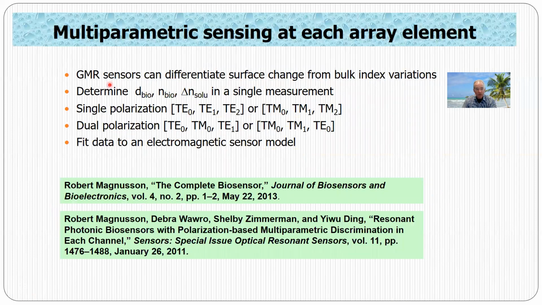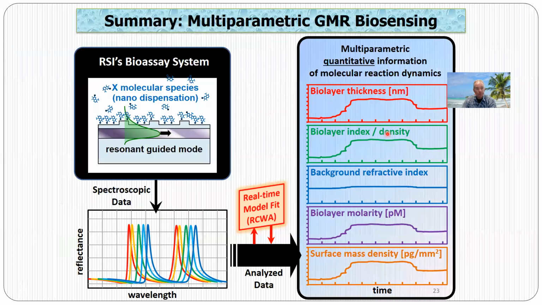And so we can, for example, for a single polarization state, use TE0, 1, and 2, or for a dual polarization, we could use TE0, TM0, and TE1 for a 3x3 matrix to solve, or to back this out with the RCWA, rigorous coupled wave theory. Usually the most accurate is to fit the data to an electromagnetic sensor model, and here's a couple of papers that discuss this in much more detail than I have time for today.